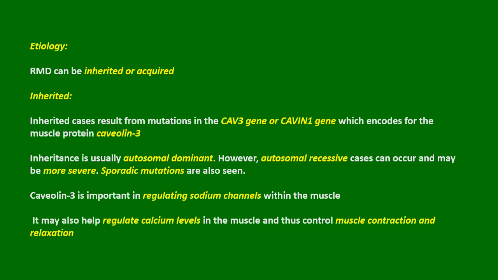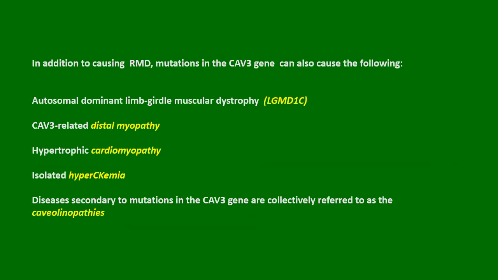Caveolin 3 is important in regulating sodium channels within the muscle. It may also help to regulate calcium channels in the muscle and thus control muscle contraction and relaxation. In addition to causing RMD, mutations in the Cav3 gene may also cause the following: autosomal dominant limb girdle muscular dystrophy, also known as LGMD1C, Cav3 related distal myopathy, hypertrophic cardiomyopathy, isolated hyperCKemia. Diseases secondary to mutations in the Cav3 gene are collectively referred to as the Caveolinopathies.